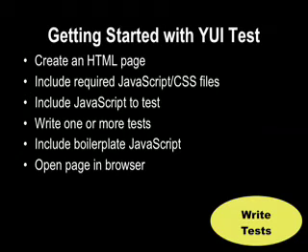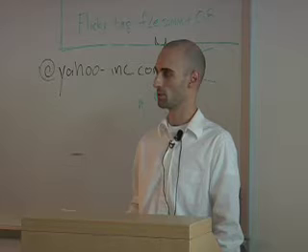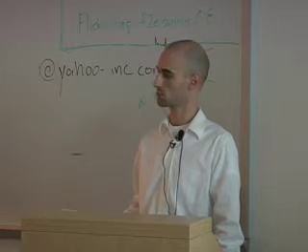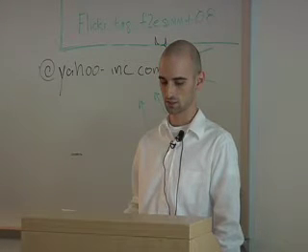So if we're going to get started, basically the first step, create an HTML page like anything else. Just include the required JavaScript and CSS files. That list is up on the YDN page. Include the JavaScript that you want to test, obviously. Write one or more tests so that you actually have something to run. And include some boilerplate JavaScript at the bottom to get everything all set up. Just open your page in the browser, and that's pretty much it. And you get to see your results.